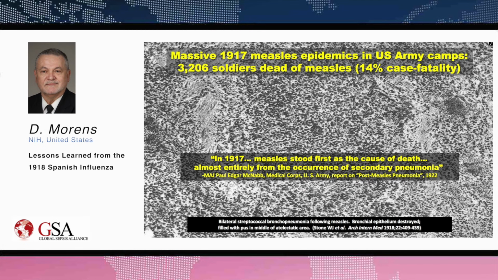A few years later, the United States entered World War I in 1917, the third year of the war, and there were a number of Army training camps set up, which had a total population at a time as much as 1 million soldiers at a time, and there were outbreaks of everything, including a massive measles outbreak, which ended up killing 3,206 soldiers. And these soldiers died not of measles, but of secondary bacterial pneumonia.